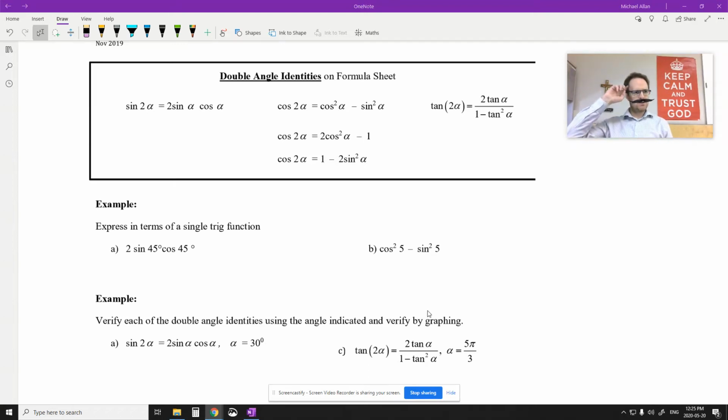So we are going to talk about double angle identities. Now I'm not going to go into too much depth to prove it because these are actually pretty easy to prove. Since they are pretty easy, I'll talk about that.